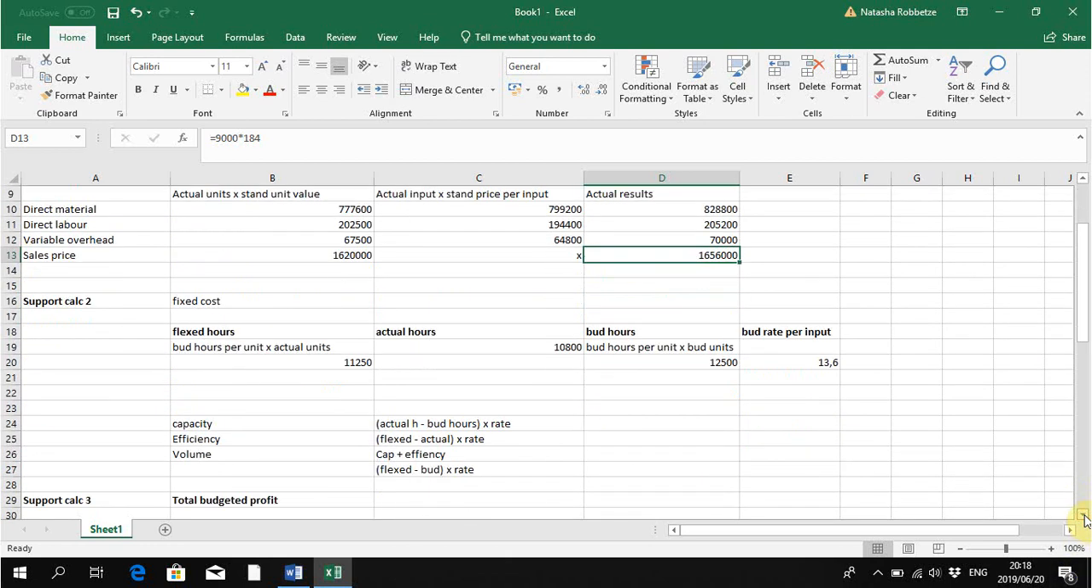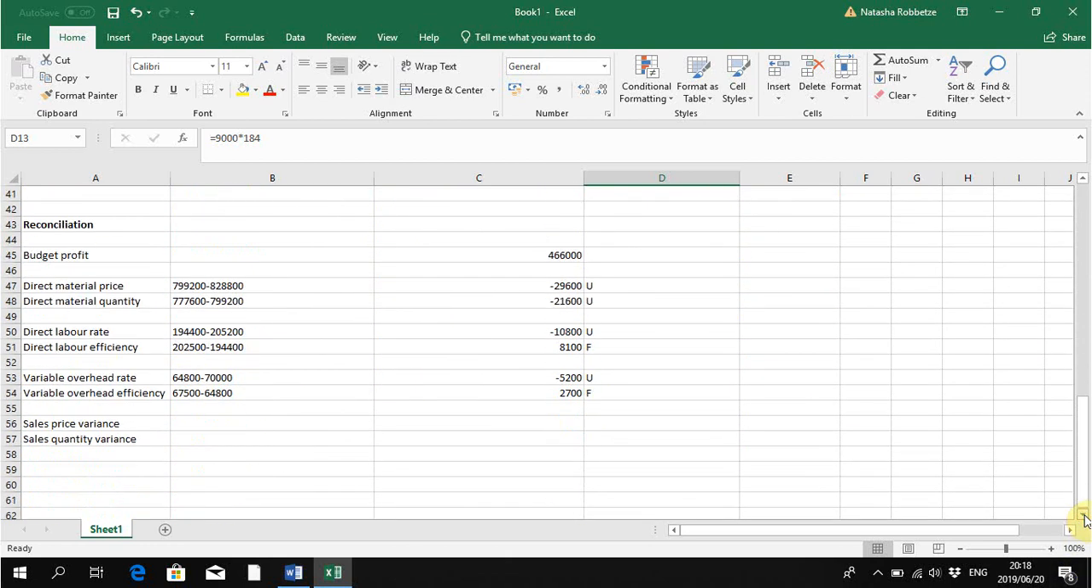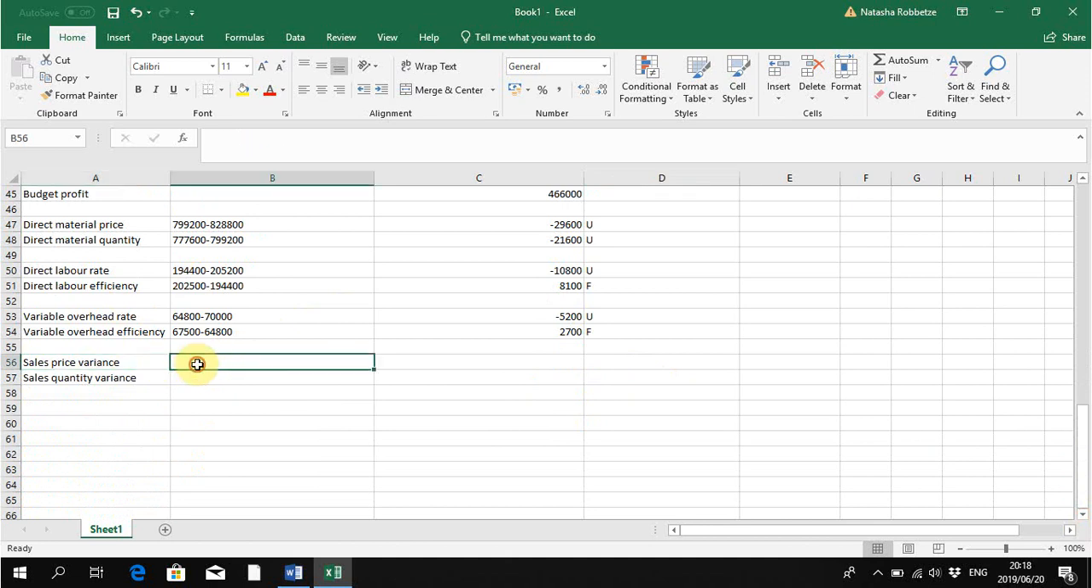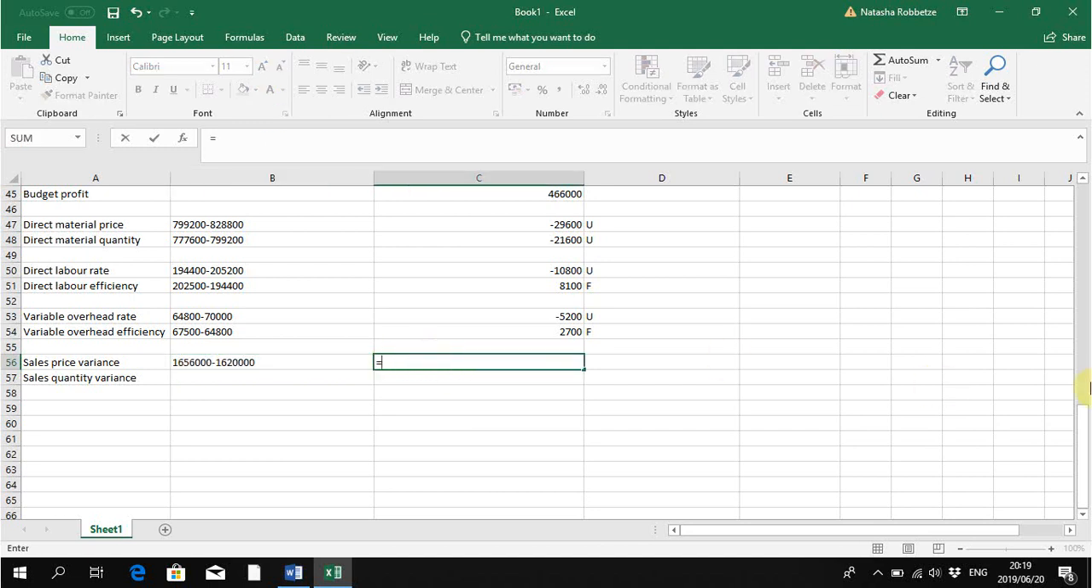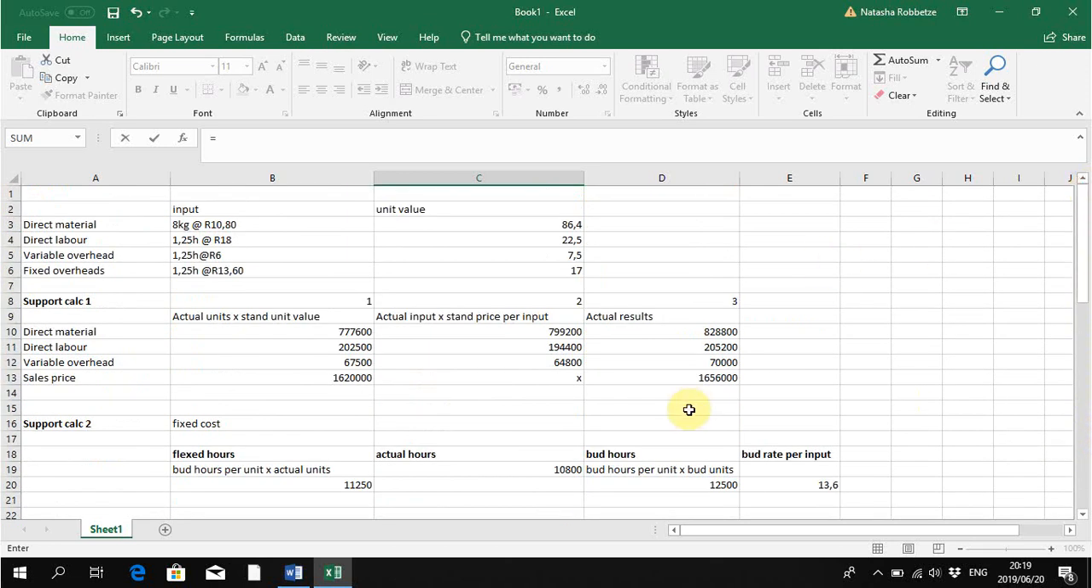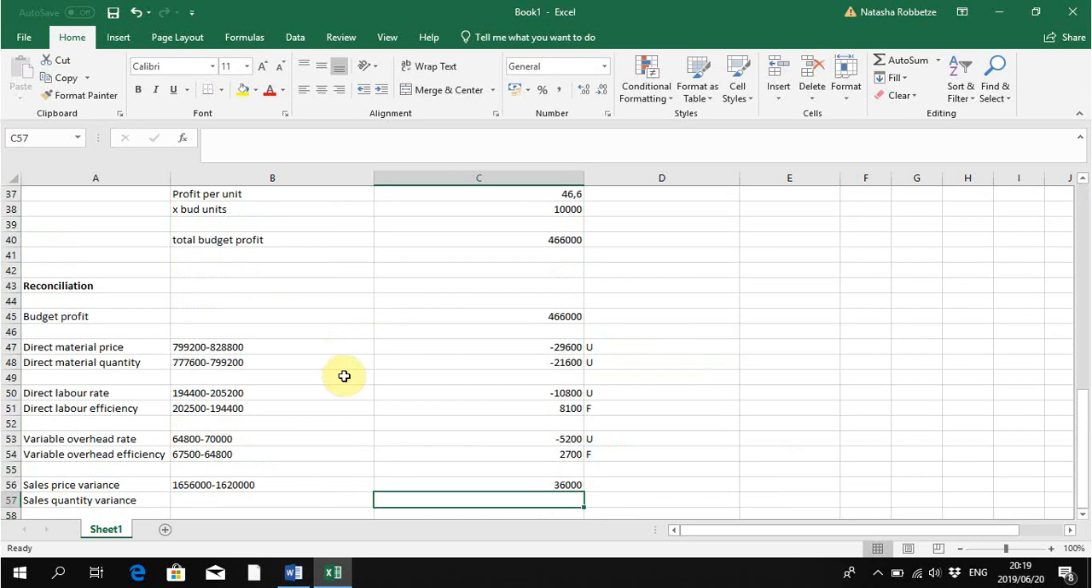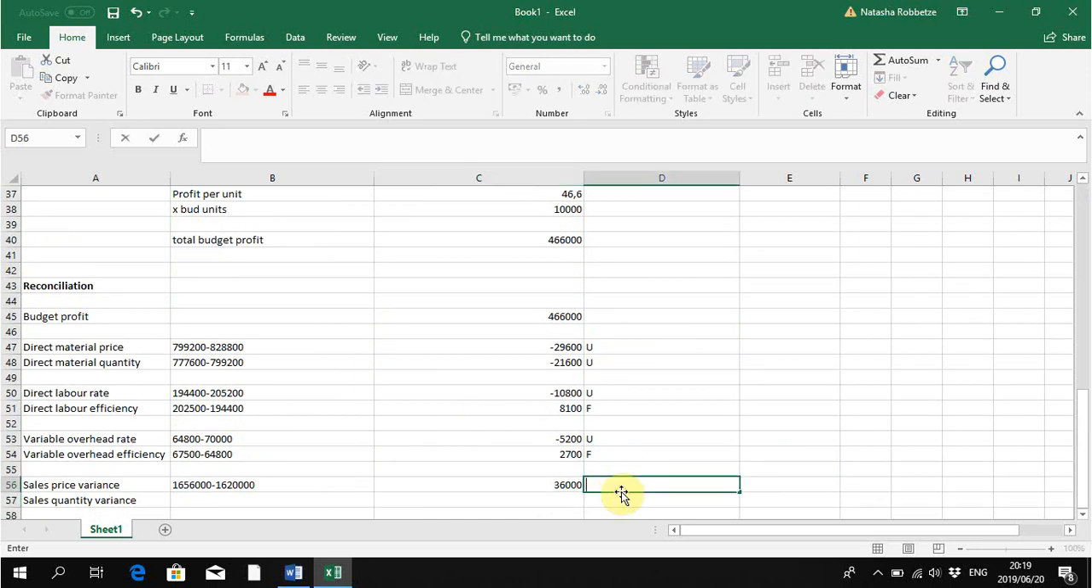So the difference between those two amounts is then 1,656,000 minus 1,620,000, and that gives me a sales price variance of 36,000, which is favorable because we made in real life more sales than we budgeted to.